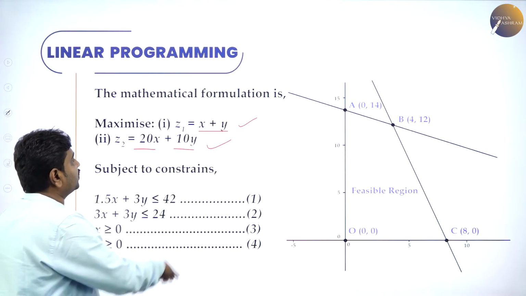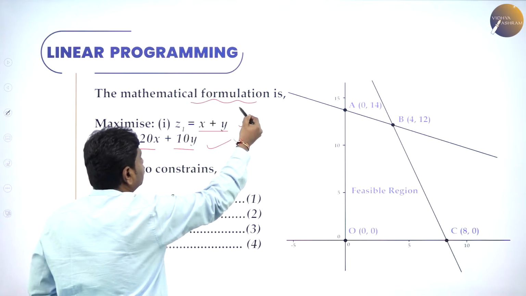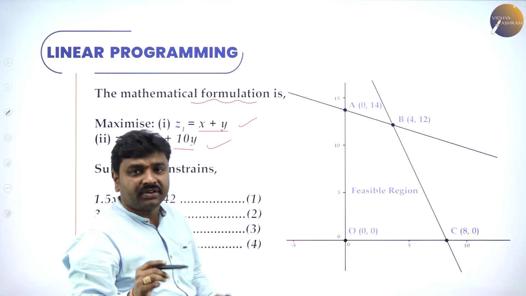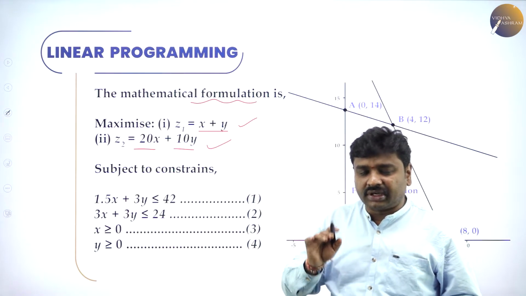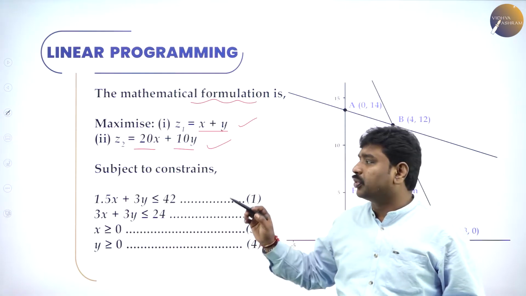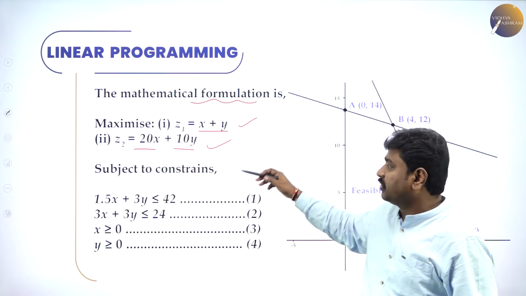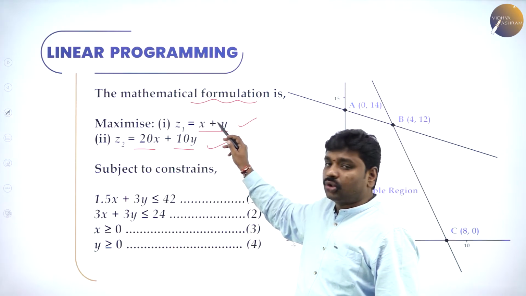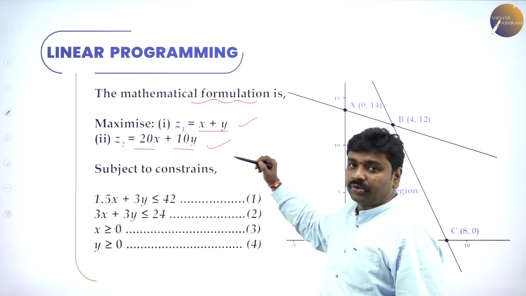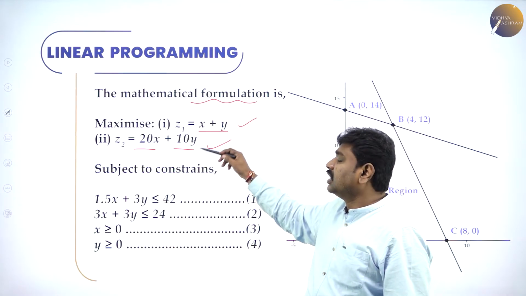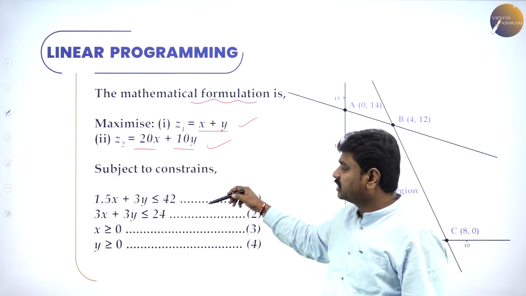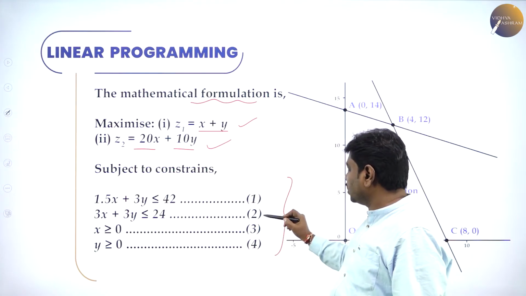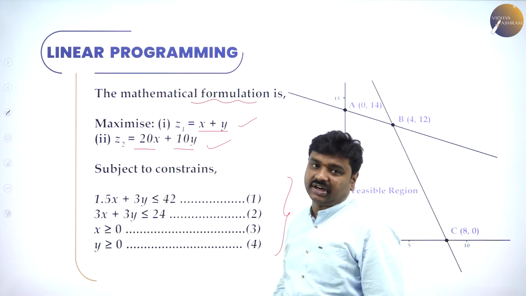So now we have done the mathematical formulation of the given situation. They have given a word problem. We converted it into what? We converted it into a linear programming formulation. So first I need to maximize the total number of bats and rackets produced, and then I have to maximize the profit obtained. So two different objective functions for the same conditions. Now for these conditions we should draw the graph.